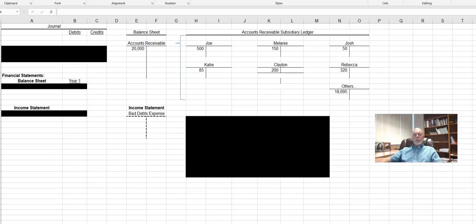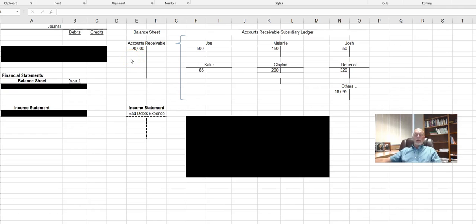Hello everybody. We are going to talk about accounts receivable and what to do when we identify customer accounts that are uncollectible. So as you know, accounts receivable is on the balance sheet and it's an asset. So suppose we have accounts receivable of $20,000 as you see on the screen here.